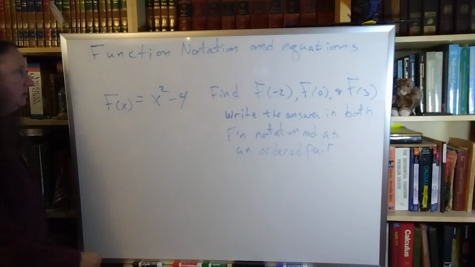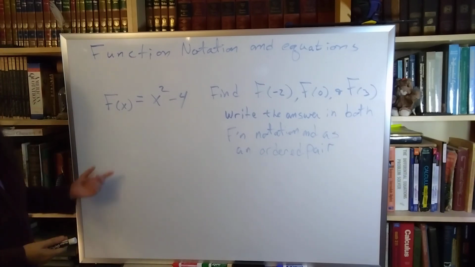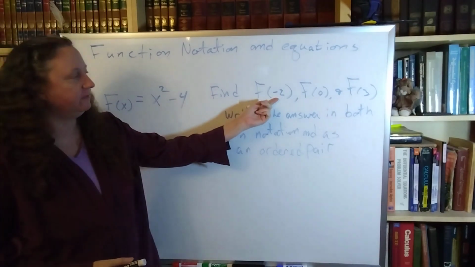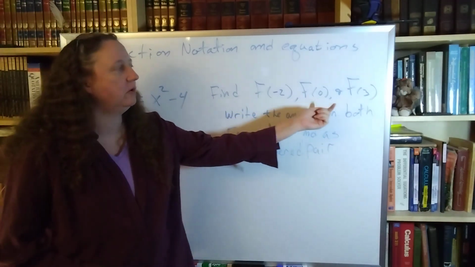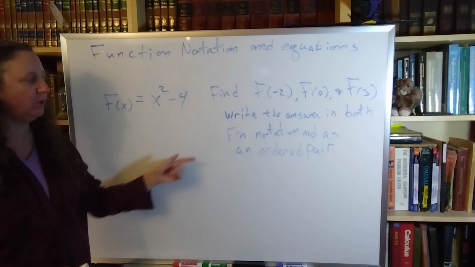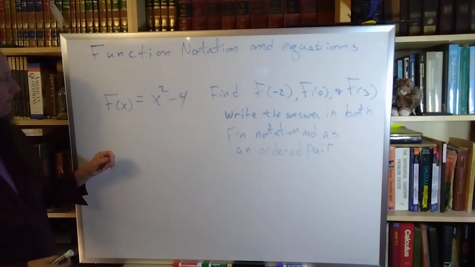Function notation and using them with equations. So here we're asked to find the function when x is equal to -2, x is equal to 0, and x is equal to 3. And then we have to write the answer in both function notation and as an ordered pair.